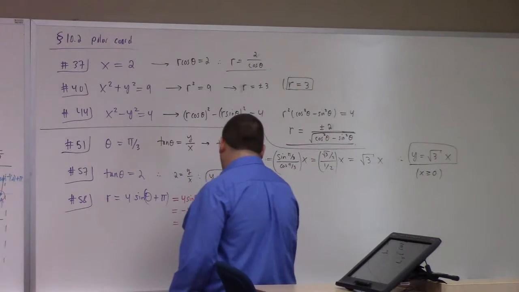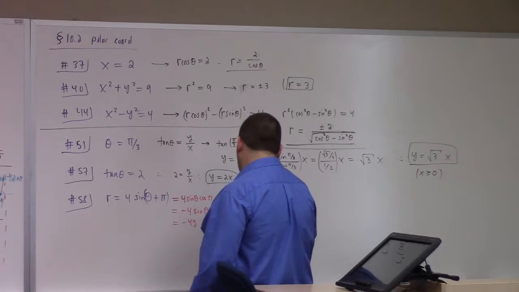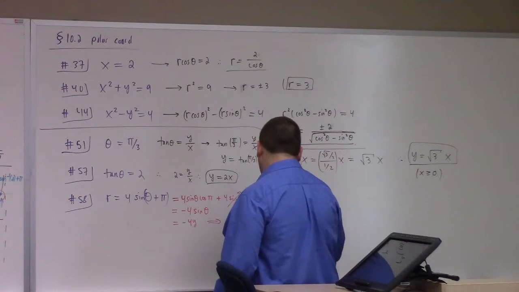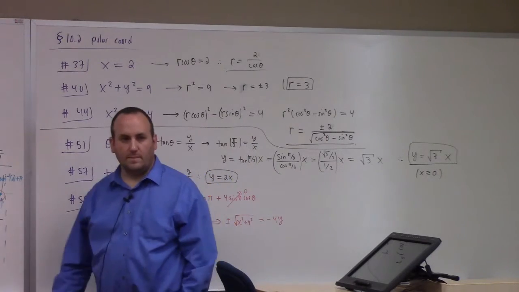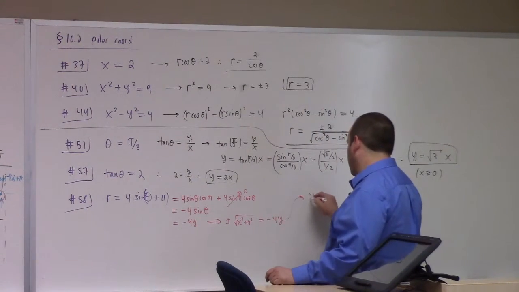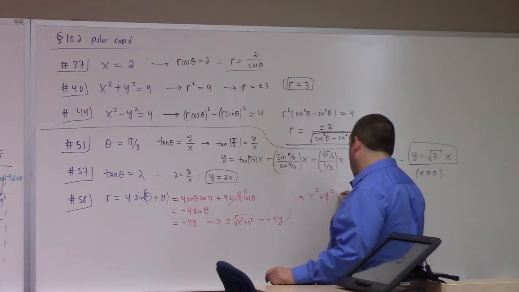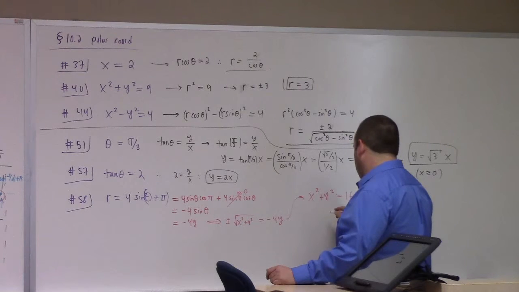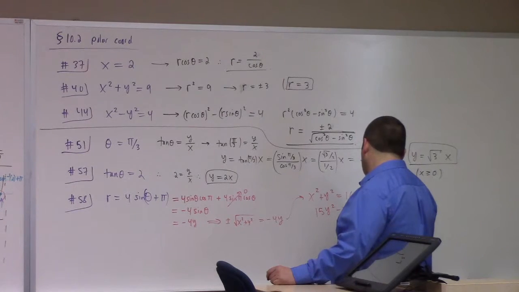That implies then that plus or minus the square root of x squared plus y squared is equal to minus 4y. Square that, we get x squared plus y squared equals 16y squared. And so that gives me 15y squared minus x squared equals 0.